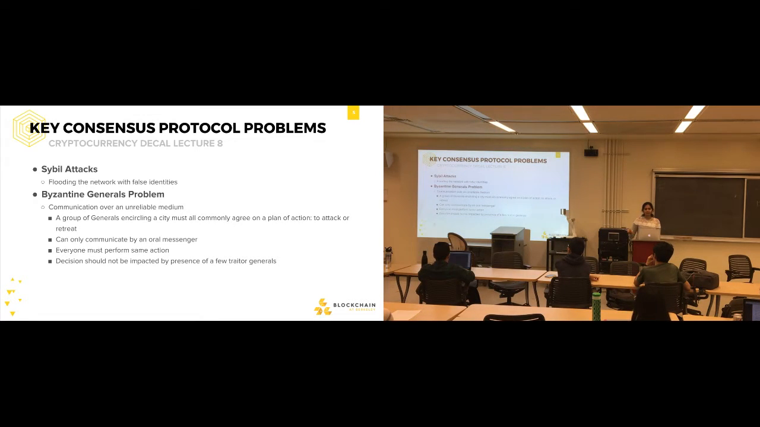The Byzantine generals problem is basically an issue of communication over an unreliable medium. It goes to a story of a group of generals who encircle the city of Byzantium, and they're all trying to agree on a common plan, whether to all attack or all retreat. Everyone must perform the same action, because if they take a split action, that is considered bad, and that breaks the safety of the whole system.